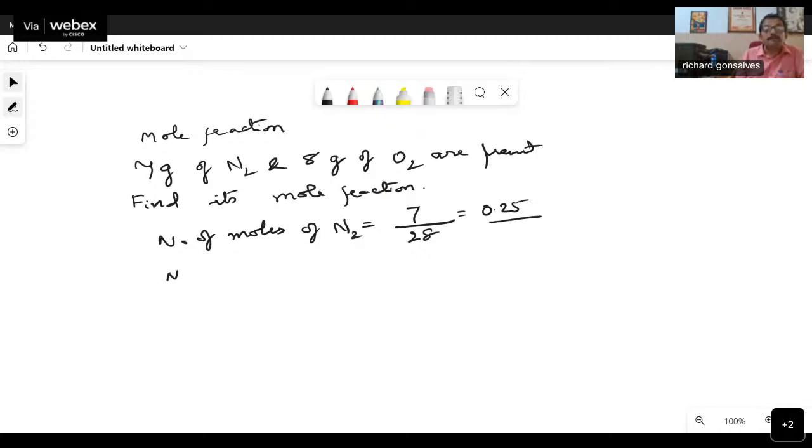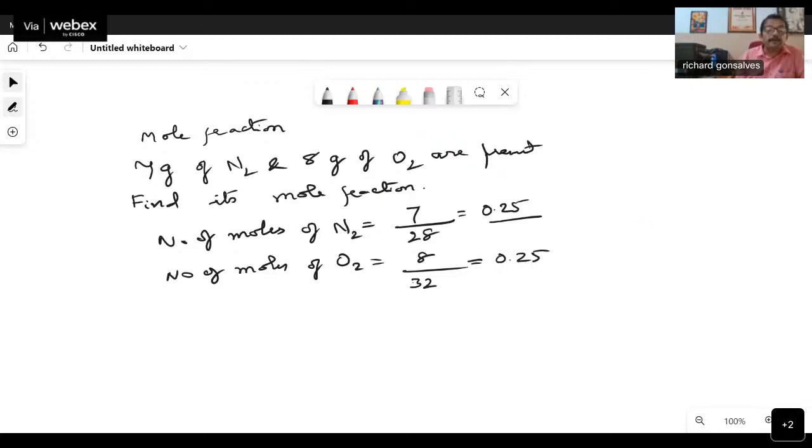Similarly, number of moles of oxygen is 8 by the molar mass of oxygen. One oxygen is 16, two oxygen is 16 into 2, 32. Therefore, 8 by 32 is again 0.25.